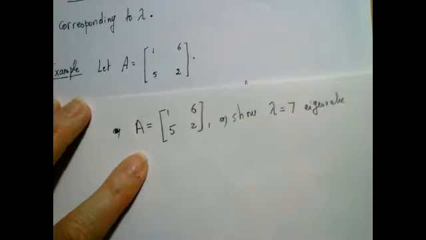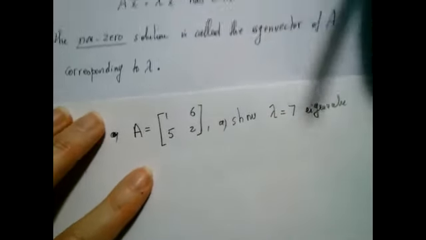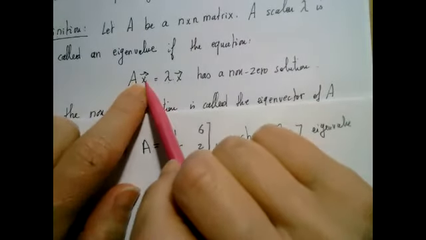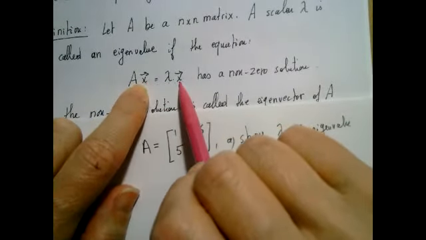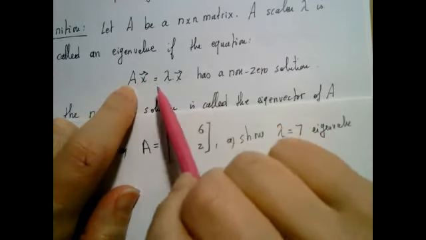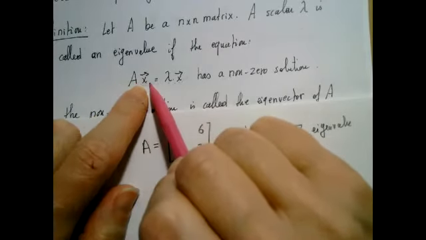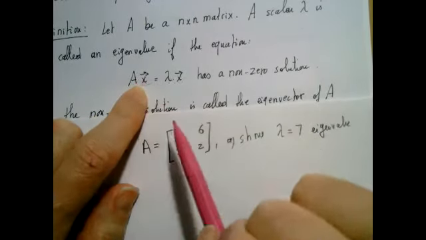That's the first part. That's me. What does this mean? Show it as an eigenvalue. It means I have to show you that I can find a vector x, not 0, such that Ax is equal to 7 times x. So I have to convince you that there is a non-zero x such that Ax equals 7x.